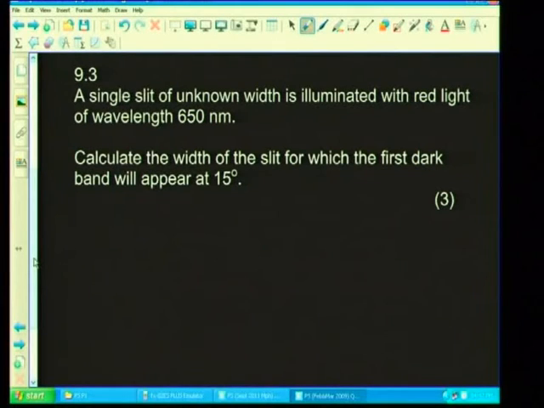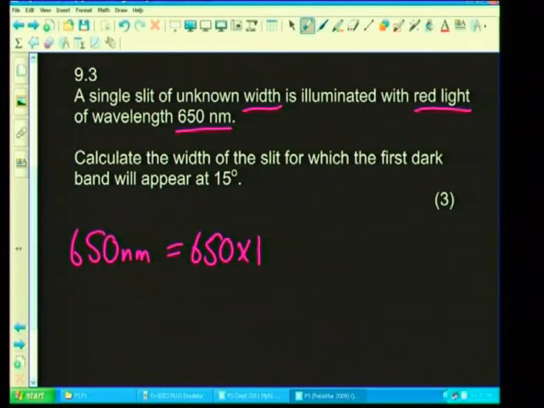It says a single slit of unknown width is illuminated with a red light, wavelength 650 nanometers. Remember, 650 nanometers is equal to 650 times 10 to the minus 9 meters. Change to SI units straight away. Calculate the width of the slit in which the first dark band will appear at 15 degrees.